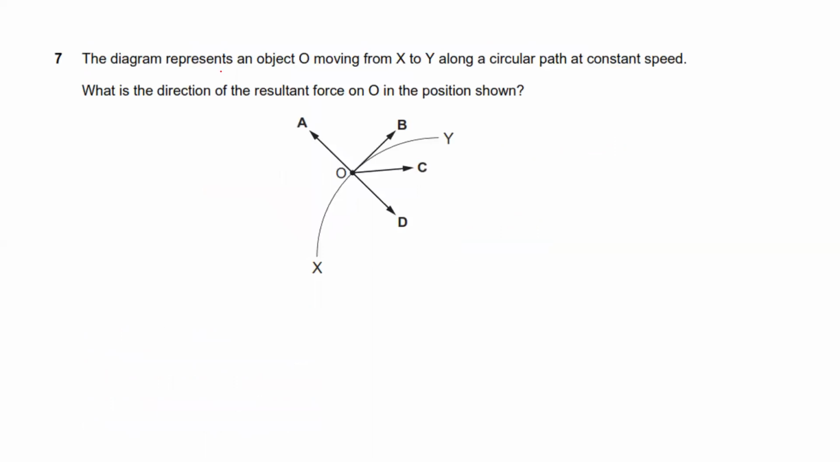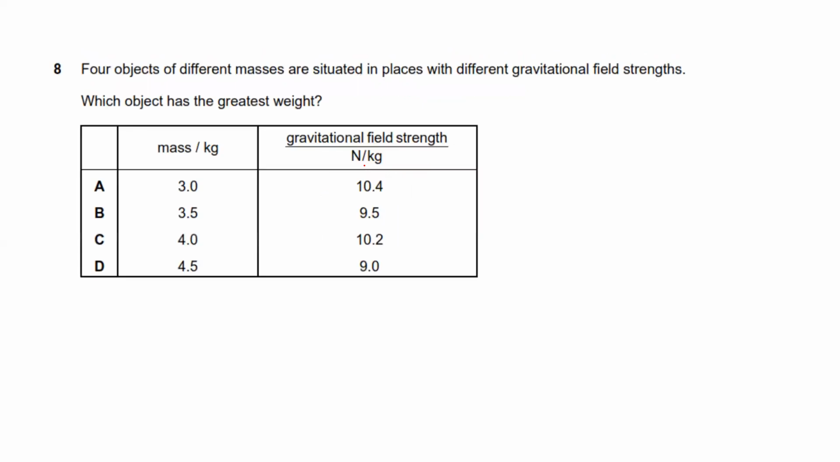Next question, question 7. It says the diagram represents an object O moving from X to Y along a circular path at constant speed. Which is the direction of the resultant force on O in the position shown? If an object is moving in a circular path at constant speed, the resultant force on the object will be towards the center of the circle. The object is moving from X to Y in this direction, and the center of the circle is towards D. So answer D will be the right choice.